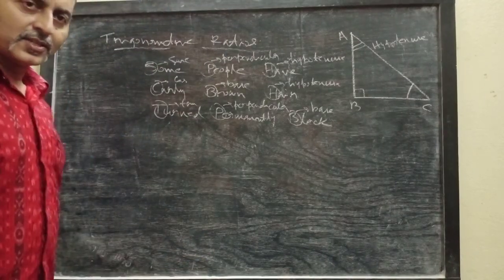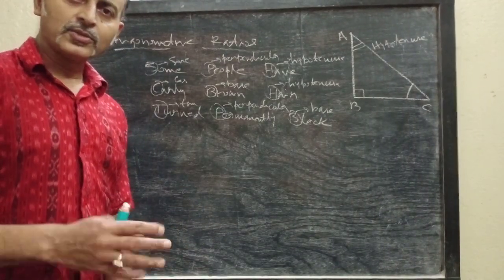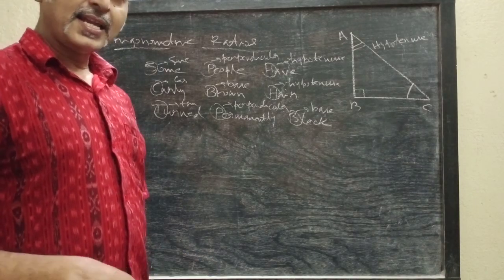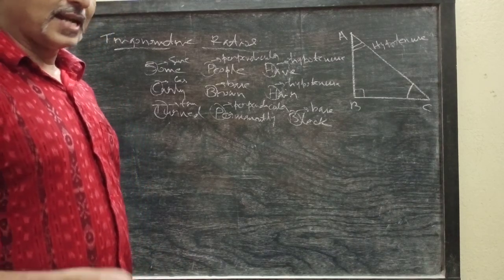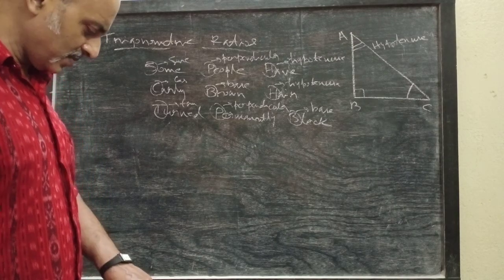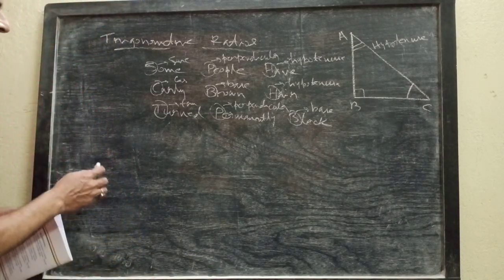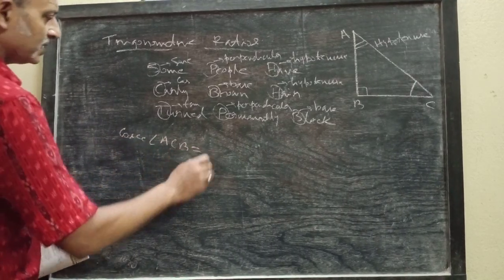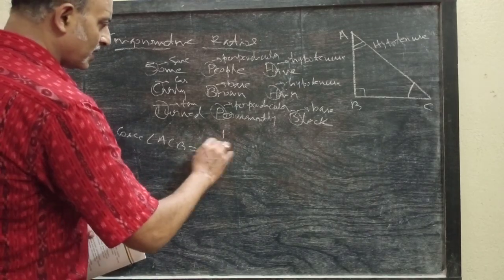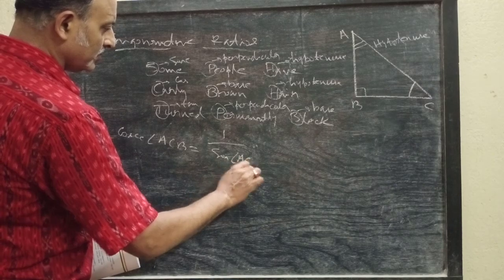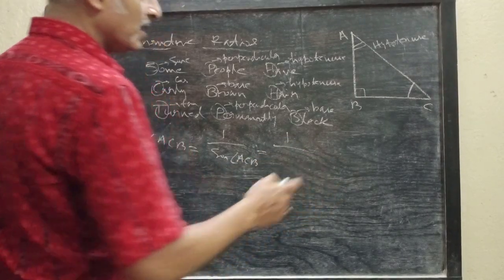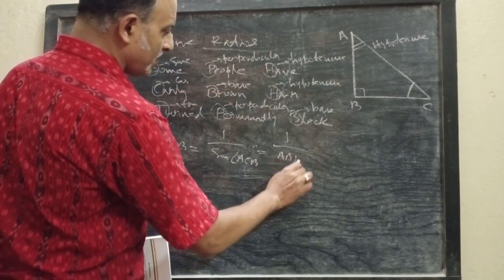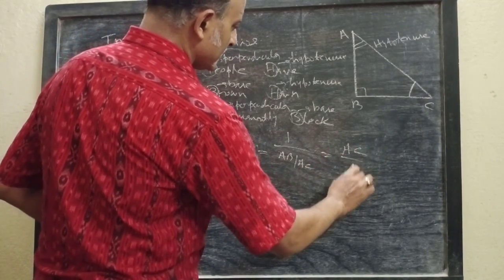When I have written the 6 ratios, I have mentioned that sine and cosecant of some angle are reciprocal of each other. Cosine and secant of some angle are reciprocal of each other, and tangent and cotangent of some angle are also reciprocal of each other. So cosec angle ACB will be the reciprocal of its sine, 1 by sine angle ACB. We have already written sine angle ACB is AB by AC, so this will be 1 by AB by AC. So ultimately it becomes AC by AB.